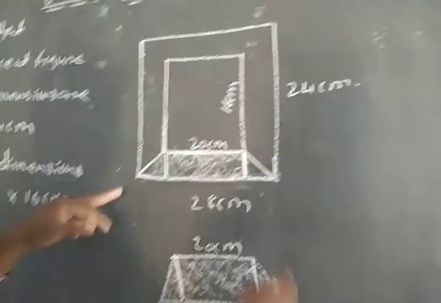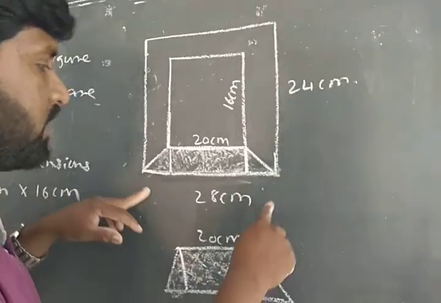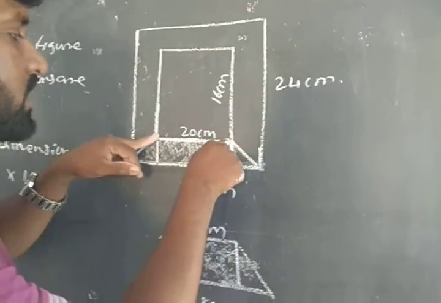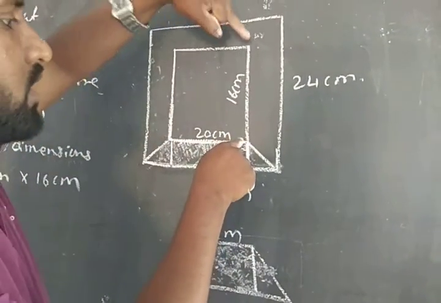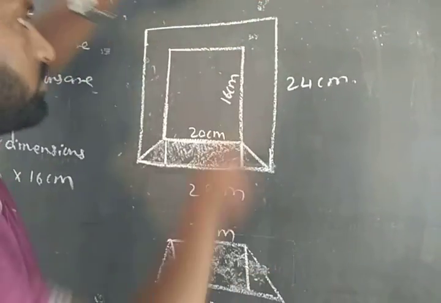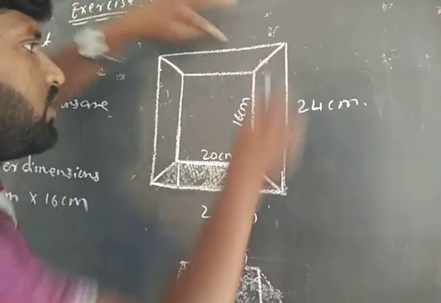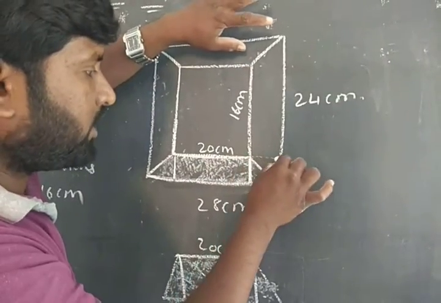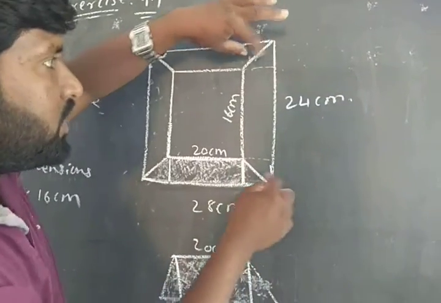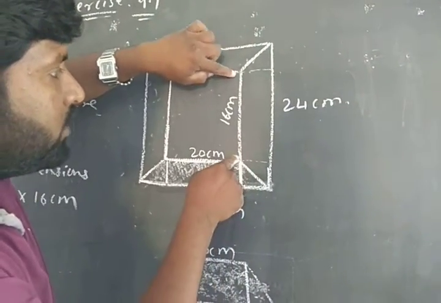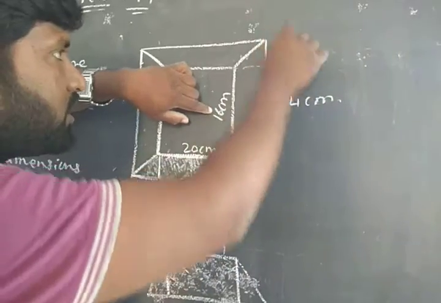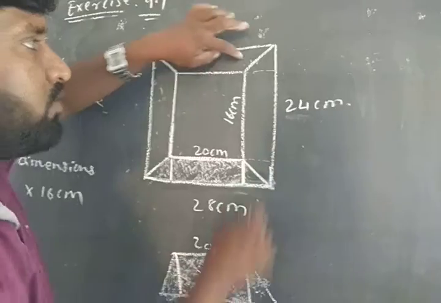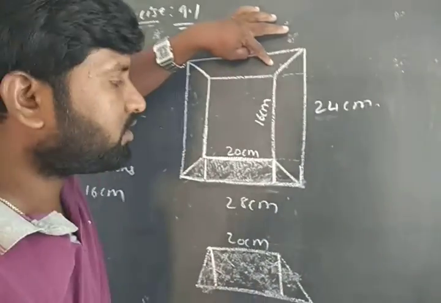See here, this is the outer dimension 28 centimeters, 24 centimeters. Inner dimension 20 centimeters, 16 centimeters. From here to here only, exactly 16 centimeters. Then what is the outer dimension length? That is 24 centimeters. But the question says the widths are the same.